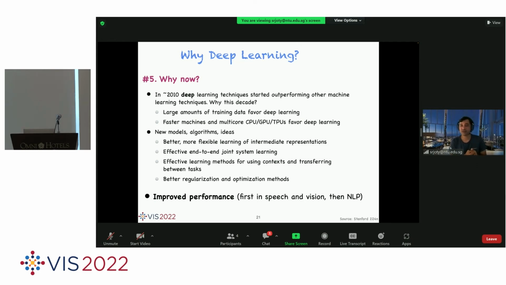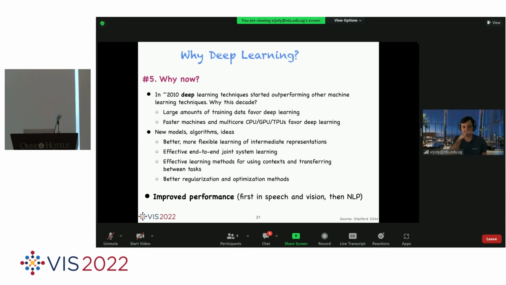So then the final question is, why now? Why not before? Because these techniques have been around since the 80s even. The main reason is that around 2010 to 2015, deep learning techniques started to outperform traditional machine learning techniques, mostly because large amounts of training data favor deep learning. And we now have faster machines and multi-core CPUs, GPUs, and TPUs that favor deep learning.